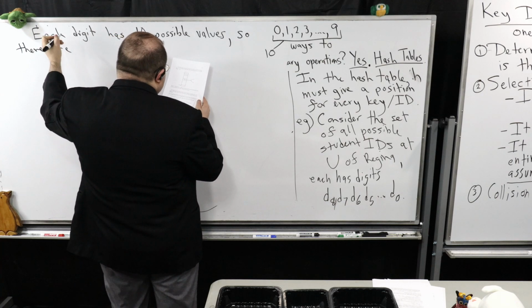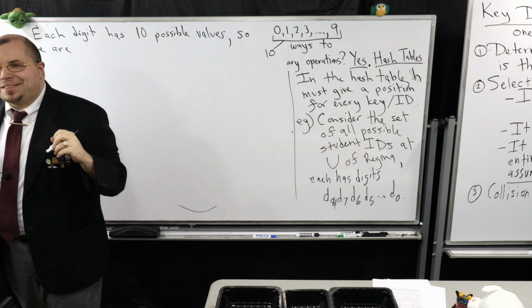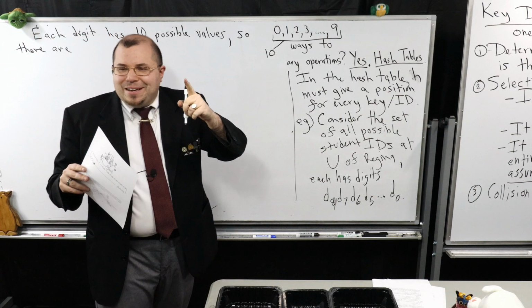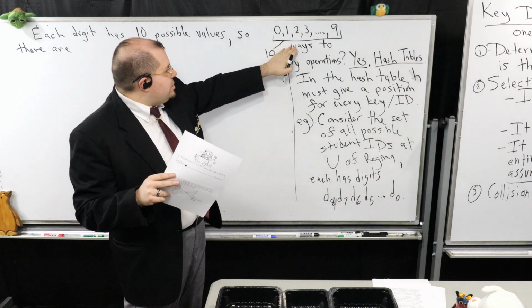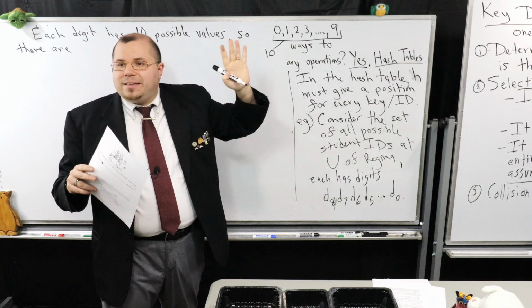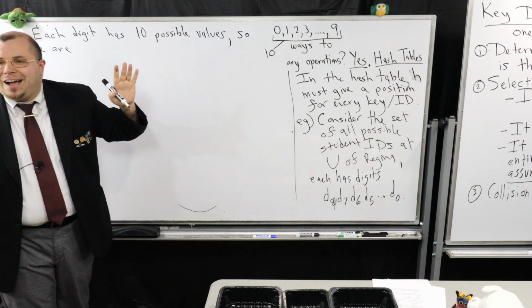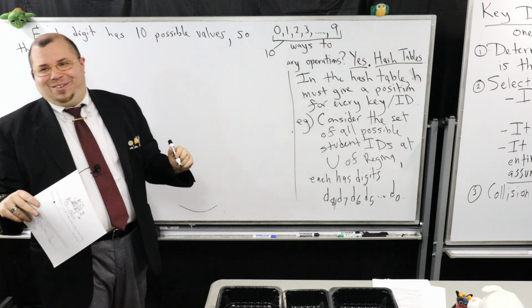Very close, I'm seeing a couple really good guesses. So think about it. Each time I have a digit, I can make 10 options. I'm seeing 90 factorial, I'm seeing 9 to the 10, I'm seeing 10 to the 10. I see 10 to the 9. That's the one I'm looking for.